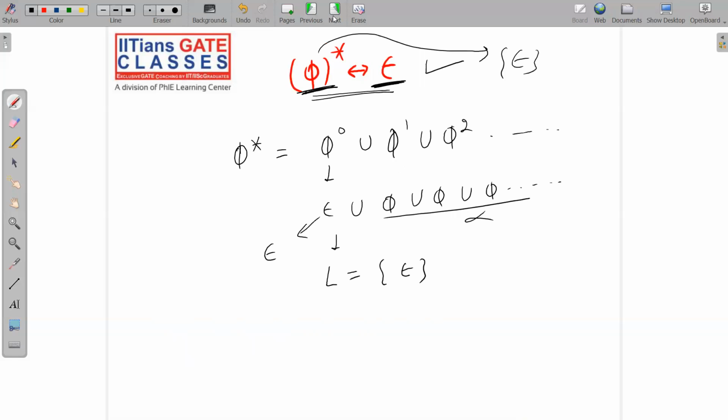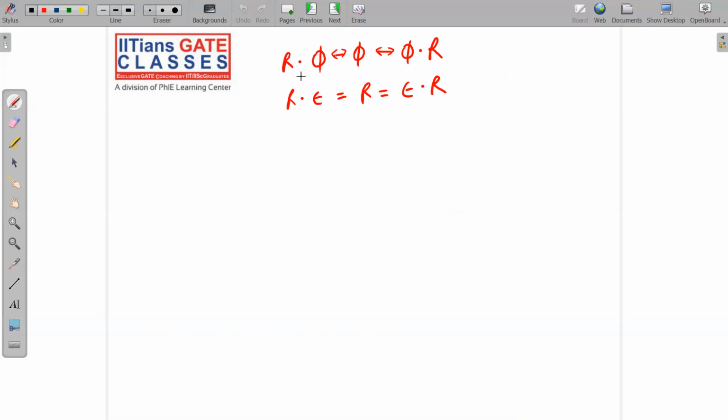Okay, now let's move to the next slide. R dot phi is phi, phi dot R is equivalent to phi, R dot null is equal to null dot R, and so on. R is equivalent or not? You can apply the equivalent symbol or you can apply equal to also, it depends on what you are seeing. Roughly, I can say equivalent or equal, these are one and the same thing in case of regular expressions.